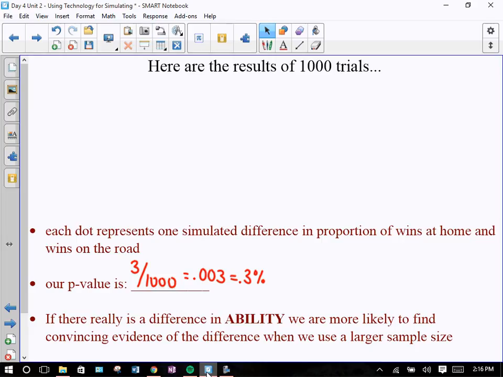Sometimes if I ask how you could make this simulation better, or how you could get more convincing evidence, well, add more simulations and make your sample size larger. The larger your sample size is, the better, because the performances are going to be closer to their actual ability. Questions about that?